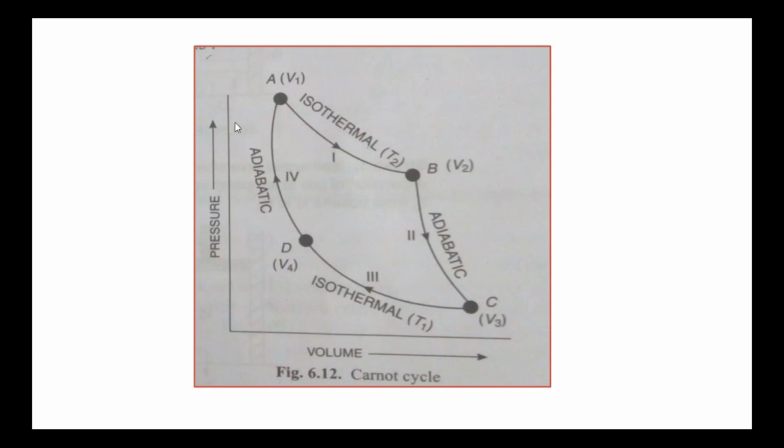This is the PV diagram related to the Carnot's engine. It consists of 4 strokes, that is, first stroke is from A to B. This is isothermal reversible expansion. Second stroke is B to C. This is adiabatic reversible expansion. Third stroke is C to D, which is isothermal reversible compression. Fourth stroke is D to A, which is adiabatic reversible compression.